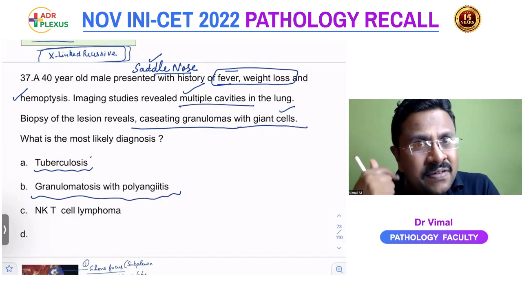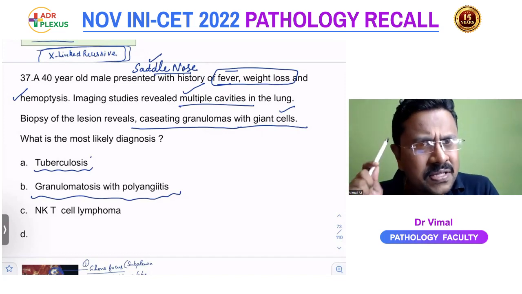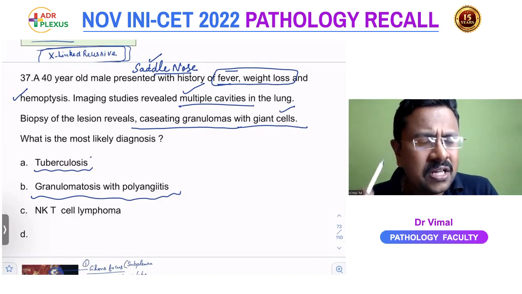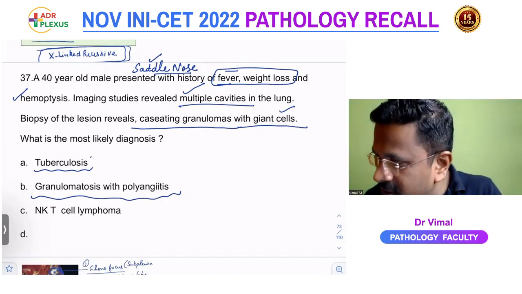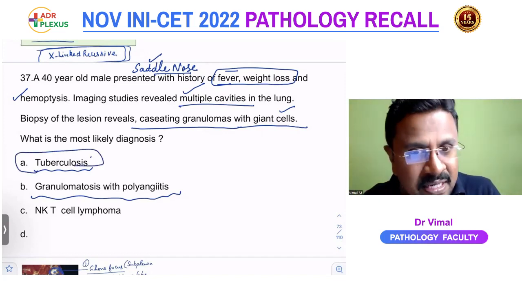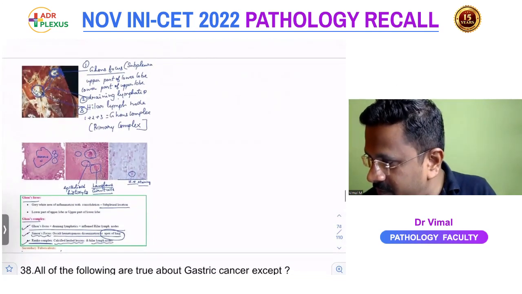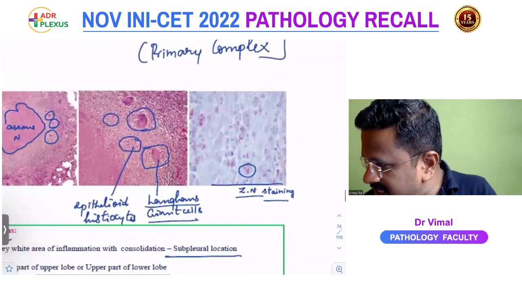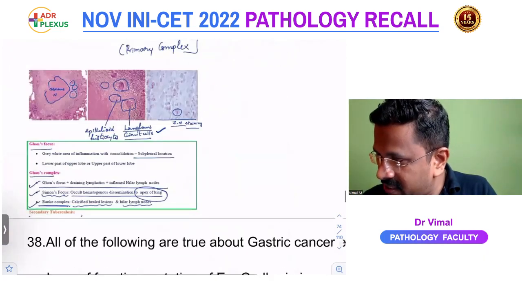Though saddle nose favors Wegener's, with the fever, weight loss, and also caseating granulomas, we will favor a diagnosis of tuberculosis, because Wegener's usually causes a non-caseating granuloma. So we'll make a diagnosis of tuberculosis. Here the correct option will be tuberculosis because of the caseating granuloma. And I hope you remember this type of giant cells, the Langhans type of giant cells which we discussed in tuberculosis.